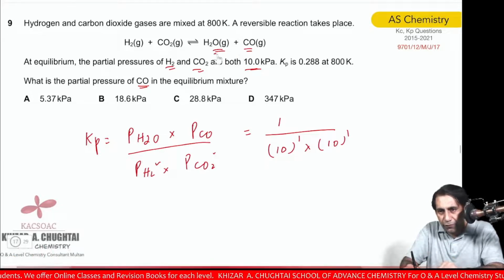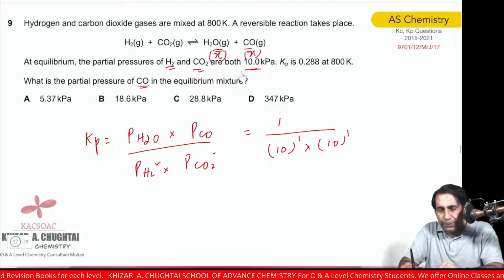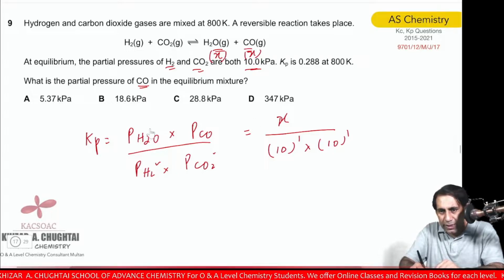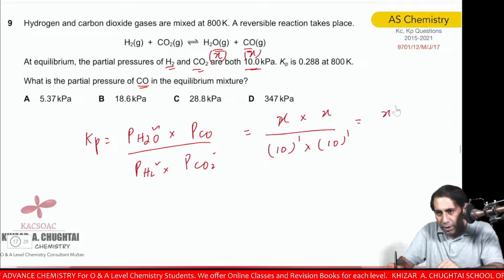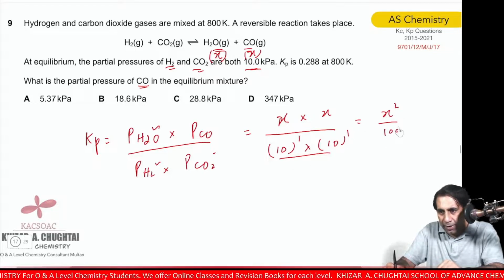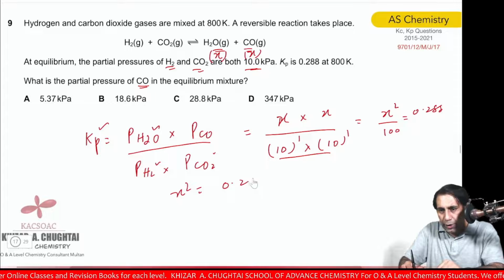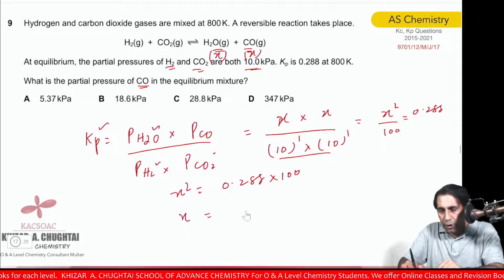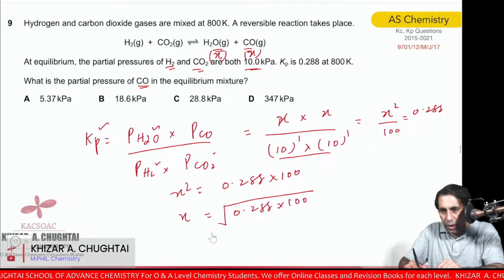Let's suppose the partial pressure of H2O is equal to x. The same is true for CO, its partial pressure will also be equal to x. So we can write over here the partial pressure of these two as x and x. So x square over 10 into 10, 100, is equal to 0.288, that is the value of Kp. And x square will be equal to 0.288 multiplied by 100, and x will be equal to 0.288 multiplied by 100 whole under root.